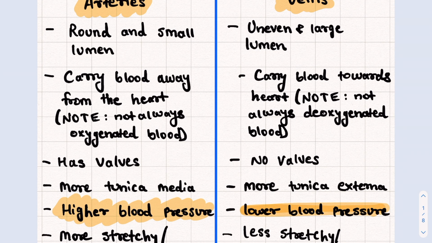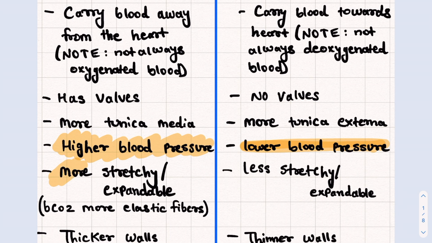The other difference is that arteries are more stretchy, while veins are less stretchy. Arteries are more stretchy because they have to resist higher blood pressure, as we just talked about, and that's why they contain more elastic fibers. While veins don't have to resist that high of a blood pressure, and that's why they contain less elastic fibers, and then they're less stretchy or expandable. So arteries are more stretchy or expandable, while veins are less stretchy or expandable.